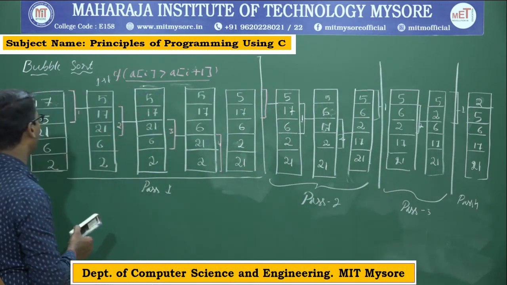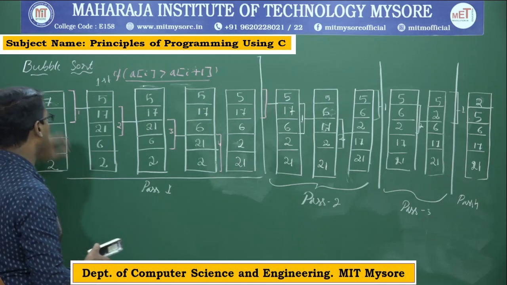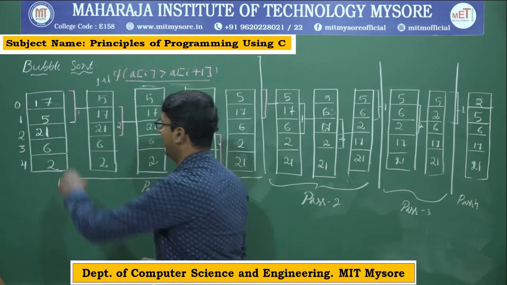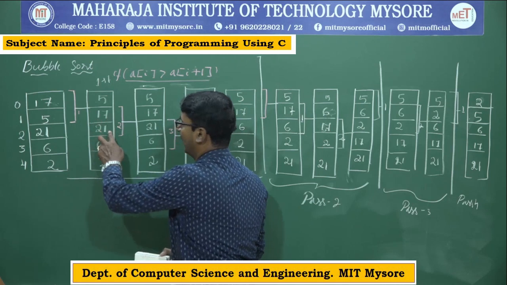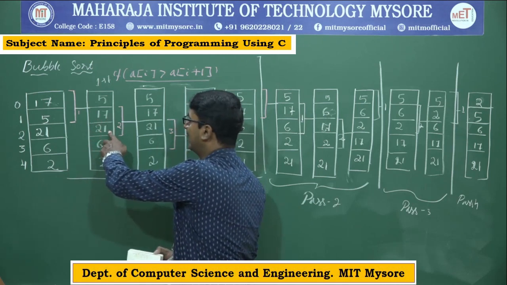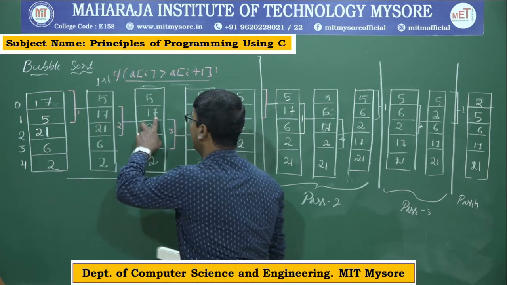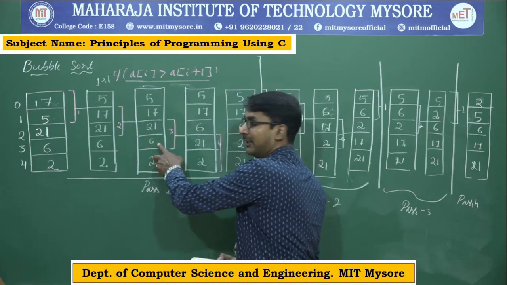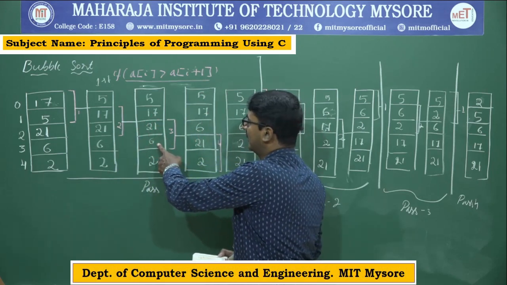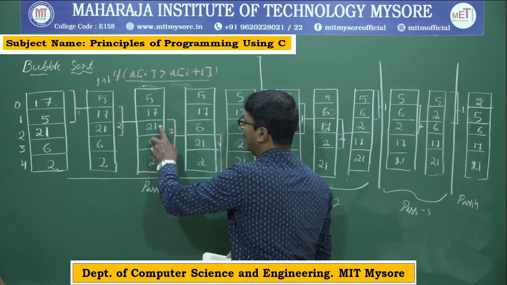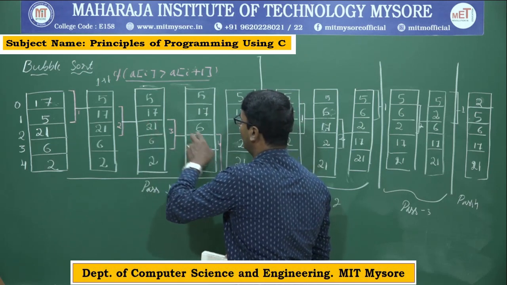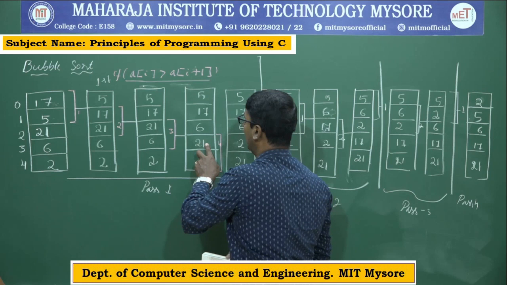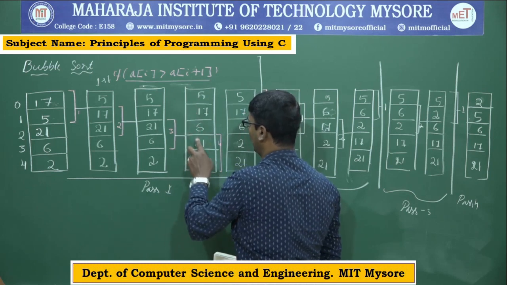So first it will compare 17 and 5. Here 17 is greater than 5, the values will be exchanged. Next 17, 21 will be compared. Here 17 is less than 21, no need of exchanging. Then next 21 and 6 will be compared. Here 21 is greater than 6, then the values will be exchanged. Then here the values are 5, 17, 6, 21, 2.